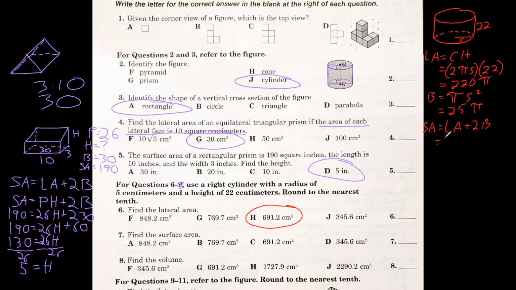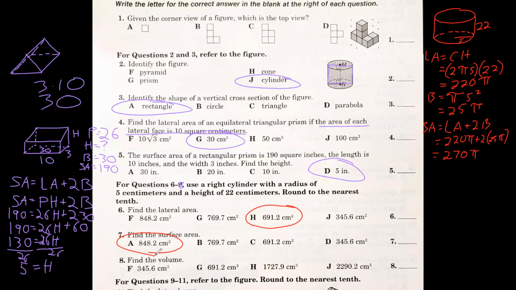Lateral area we just said was 220. I always like going back to pi when I do this, just so it's easier to add these together and my numbers are more exact in the end. So 2 times 25 is 50. 50 plus 220 is 270. Again, that's an exact value. I need to round my answer. So again, something approximately 3 times that. That's going to be, I believe it's this one.